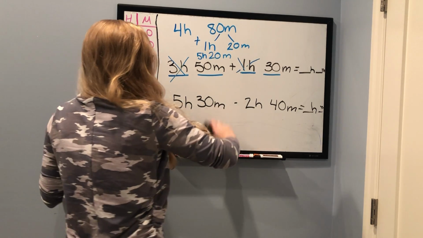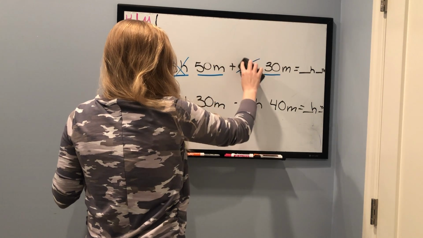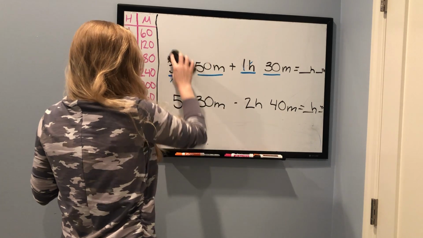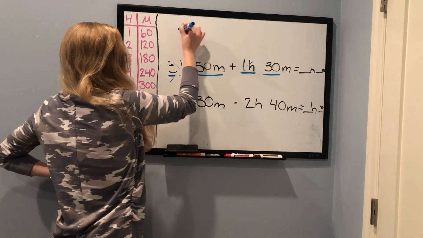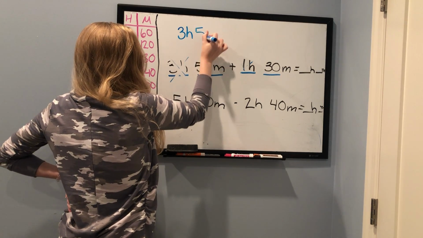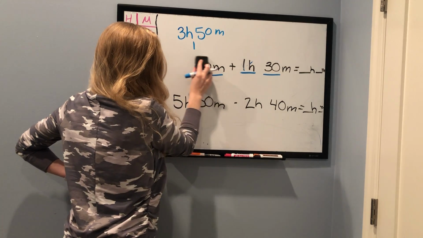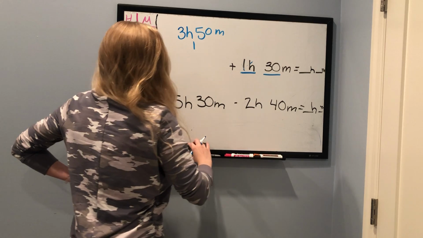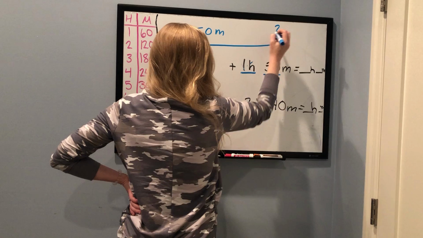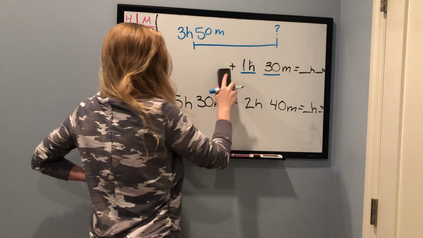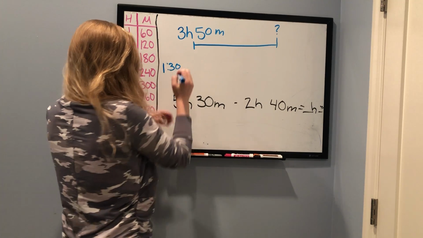Okay, now, shouldn't cross these off so soon. I want to show you how we would do this with the number line as well. So we're going to start with 3 hours, 50 minutes here, and we're adding 1 hour, 30 minutes. So our question mark is on the end. I'll put 1:30 down here just so I don't forget.